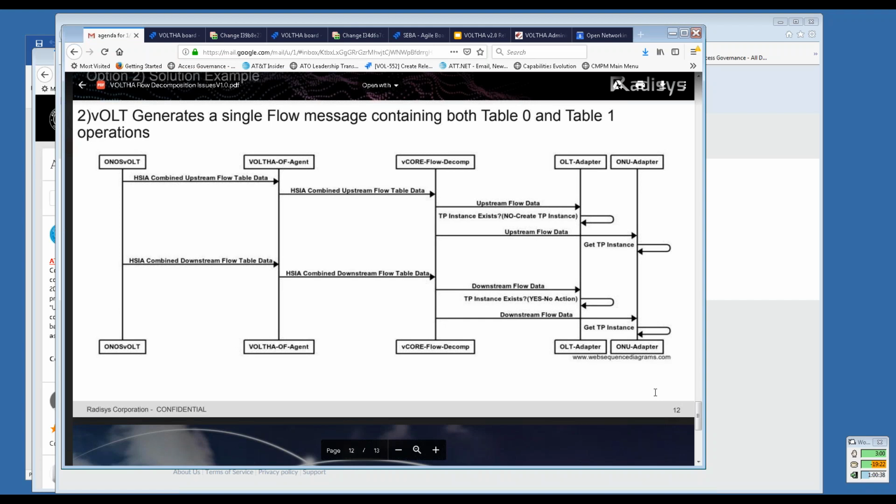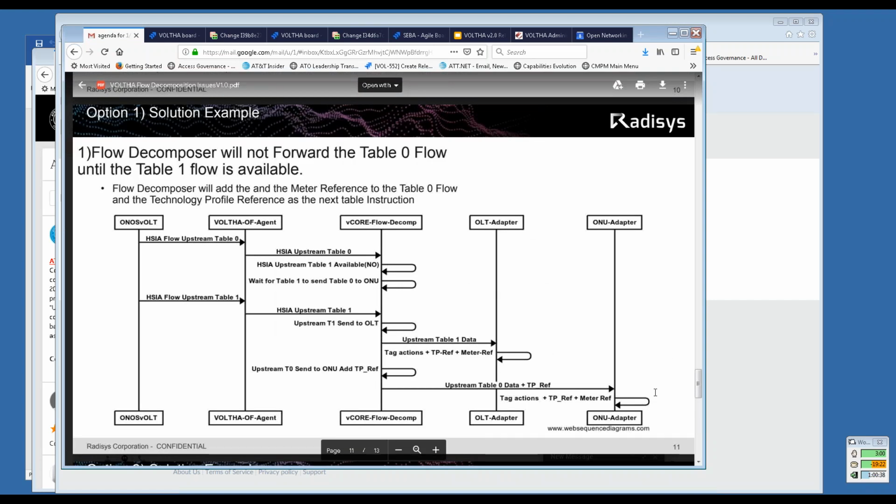If you go back one page here, Julie. Here, this is showing table 0 coming down, and if table 1 isn't available, then it just waits. It doesn't send table 0. And once table 1 comes, then it can send both table 1 and table 0 to the destination. The other option here is the adapters have state, and they just wait until they have both pieces, right?